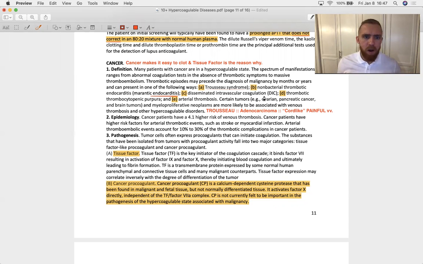TTP, thrombotic thrombocytopenic purpura. Malignancy can be a cause of that. What's that look like? Well, remember, TTP is our HUS, hemolytic uremic syndrome triad, except it's seen in adults, not kids, and it's got a couple of additional findings. So we're going to see a thrombocytopenia, low platelets. We're going to see an anemia, low red count, and typically that's a microangiopathic hemolytic anemia.